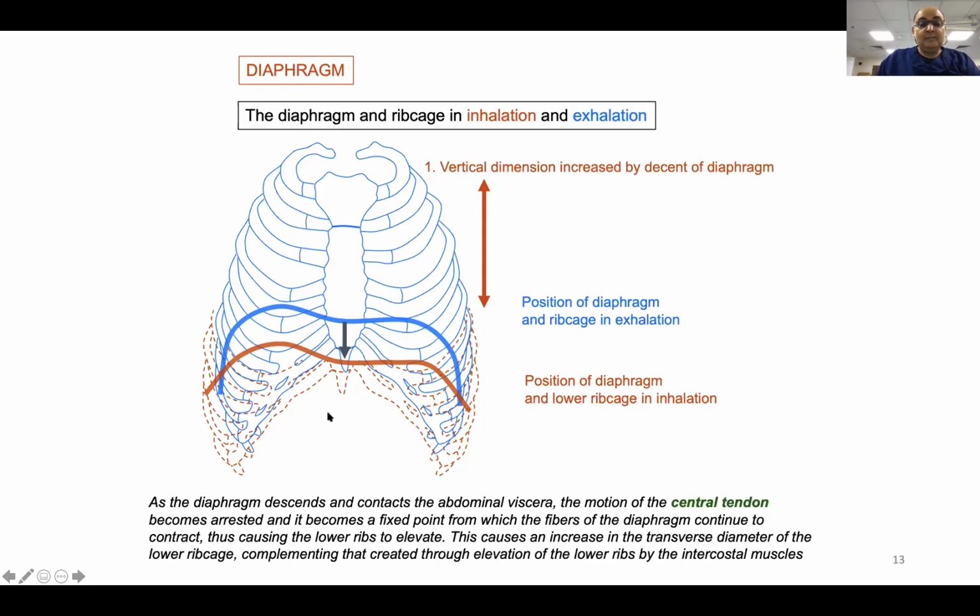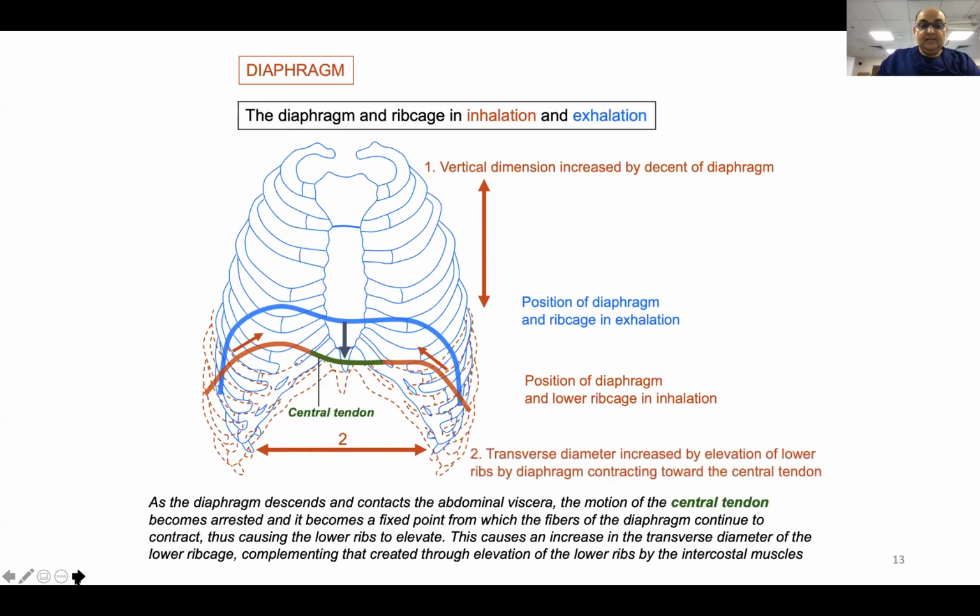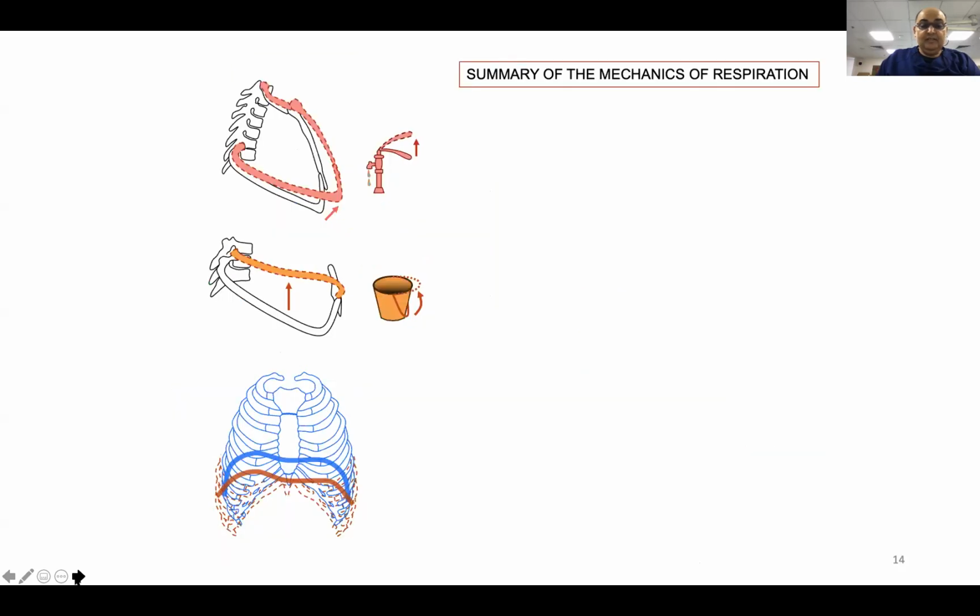So all of them are playing their role. And what we are getting is an increase in anterior-posterior, transverse, and vertical dimensions. This all is needed for inhalation of the air, for taking the gases in. So now this is the central tendon of the diaphragm, which I was just reading for you. And this is the central tendon, and through it we achieve the increase in the transverse diameter and vertical diameter.